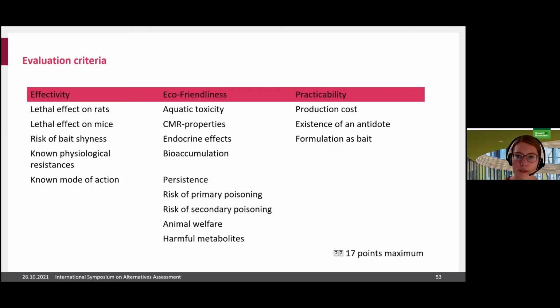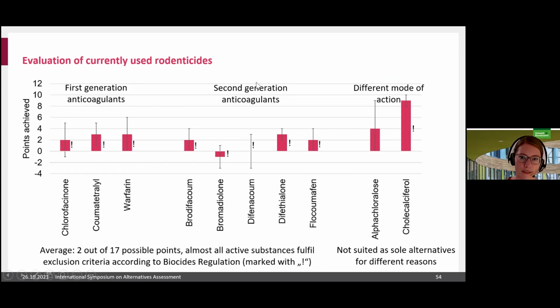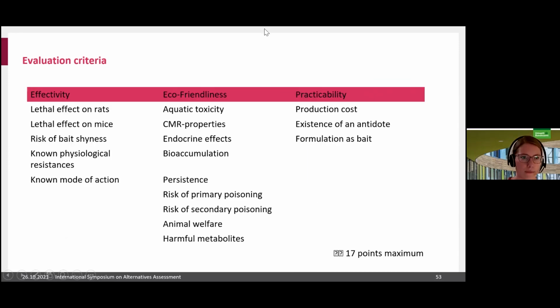For all those strategies, we applied evaluation criteria for substance proposals we made in this study. Those criteria focused on the effectivity of the chemicals, on the environmental criteria, and also on the practicability to use them later in the field against rodents.